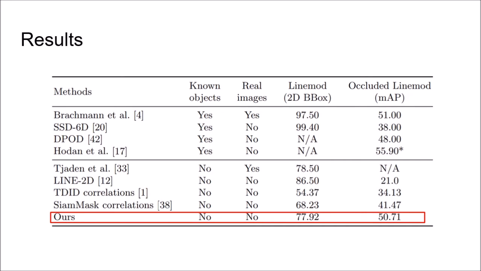We show here results on Linemod and Occluded Linemod datasets. The methods are divided into two groups, those that are trained with test objects at the top and those that don't need the object in the training phase at the bottom. Our method outperforms all object generic methods on the challenging Occluded Linemod dataset and is on par with the learning methods trained specifically on these objects.